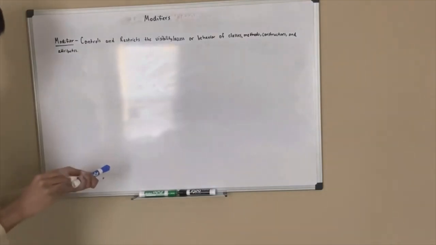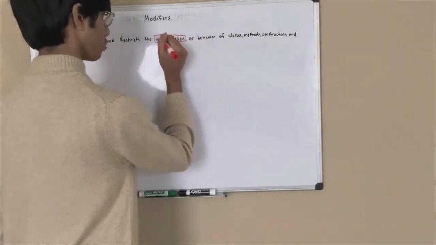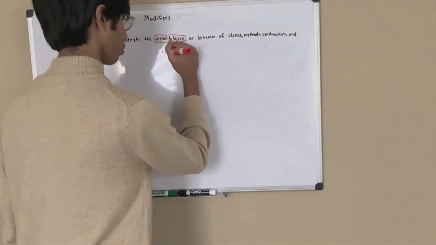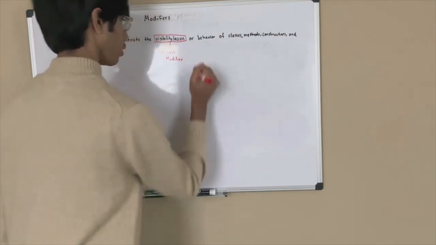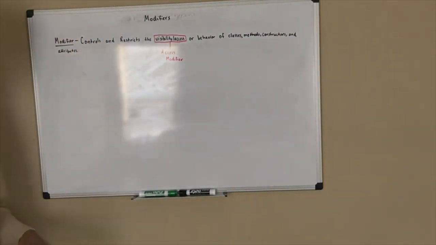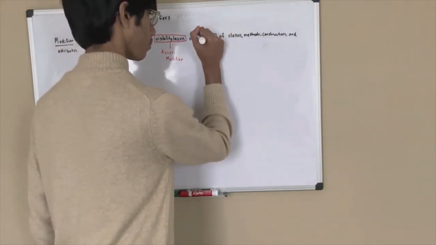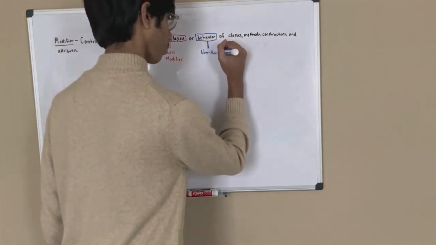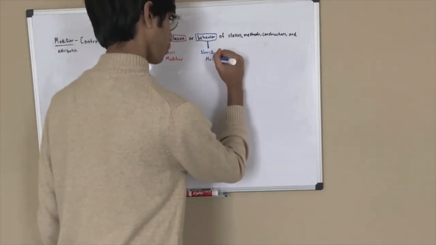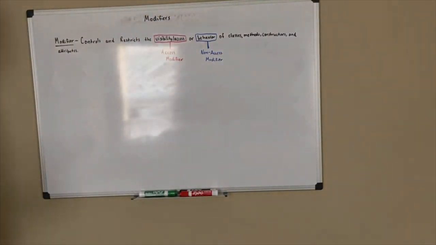So there are two types. Modifiers can be split into two. The first type of modifier is the access modifier. The access modifier will control the visibility or access of a method, class, attribute, or constructor. On the other hand, the non-access modifier will control the behavior. So those are really how you can split them up.